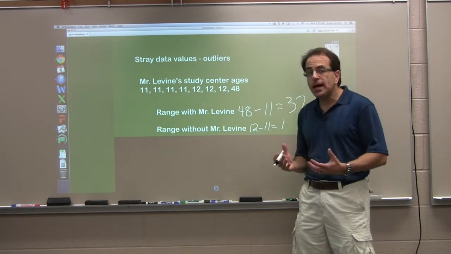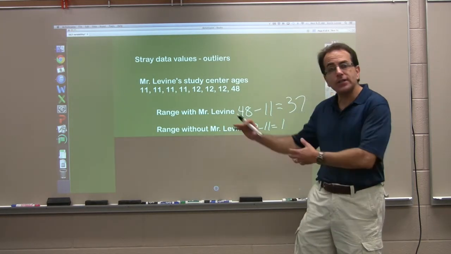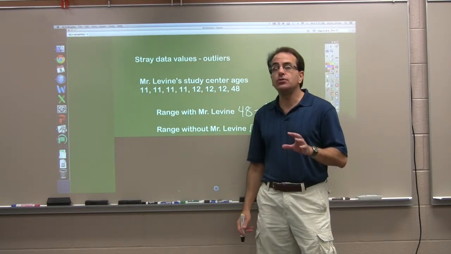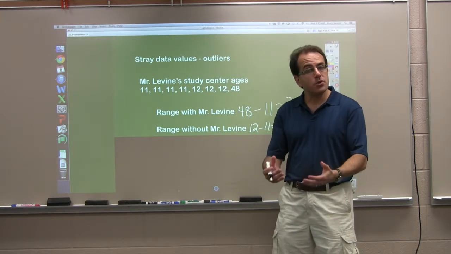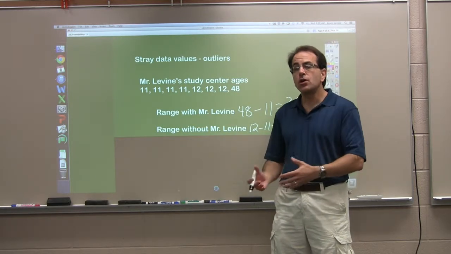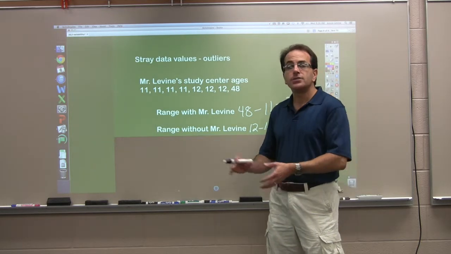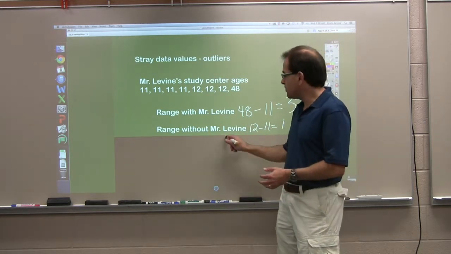So sometimes it is beneficial to take outliers out of your data, not just for measures of variability, but for measures of center. However, if you do that, you want to make sure you make a note of that. If you're giving a presentation or handing in a report, you always want to talk about data that was excluded and why. Sometimes it's good to get rid of outliers. Sometimes you don't want to do that.